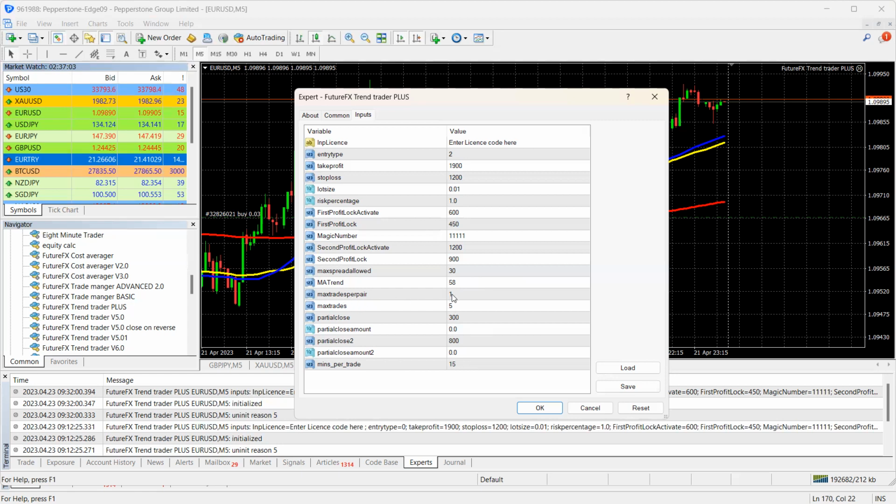But max trades per pair, we talked about that. And max trades in total, we talked about that. Just have that wherever you like. Now we have two more settings, partial close and partial close amount. Those two work together so that once the trade's in 300 points of profit, the software will close out a portion of your trade.